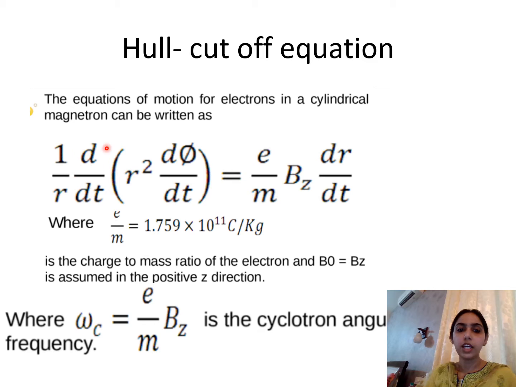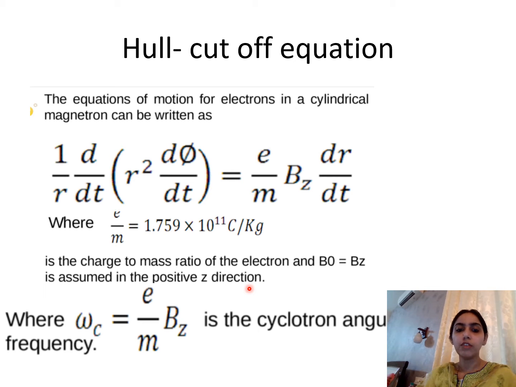Here, 1 by r d by dt of r square d phi by dt is equal to e by m Bz dr by dt. We know r is the radial displacement of the electron and phi is the angular displacement of the electron. Here e by m is the charge to mass ratio of the electron, whose value is given, and the magnetic flux Bz is assumed to be in the positive Z direction.